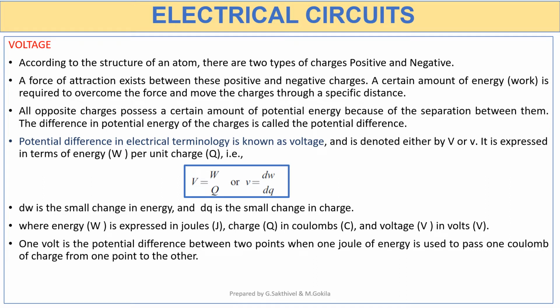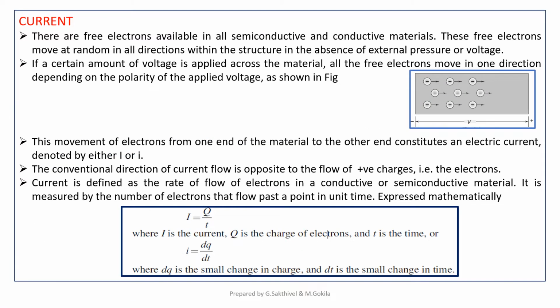The potential difference between 2 points is said to be 1 volt when 1 joule of energy is used to pass 1 coulomb of charge from one point to the other. Next, we will discuss what is current.